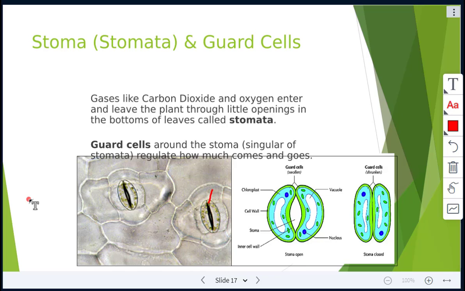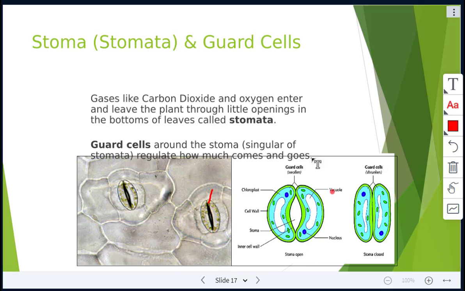Okay, so just looking at the stomata in a little bit more detail, the stomata and the guard cells. Like we saw in the video, gases like carbon dioxide and oxygen enter and leave the plant through those little openings in the bottom of the leaves called the stomata. These are the openings right here, as well as right here and in here. And then the guard cells, which kind of look like lips, surround the stoma and regulate how much comes and goes.